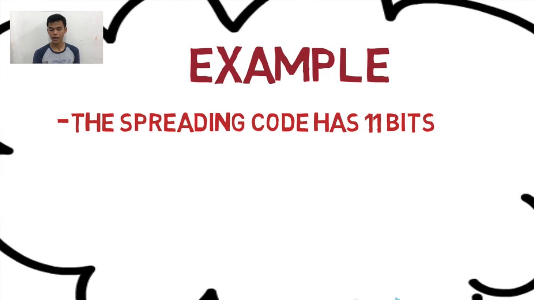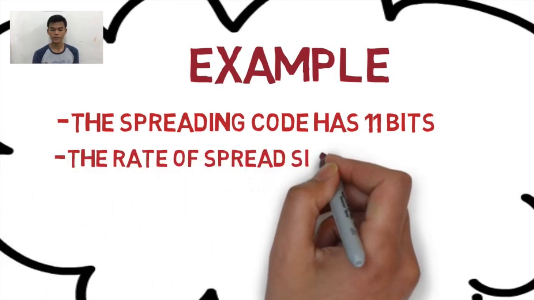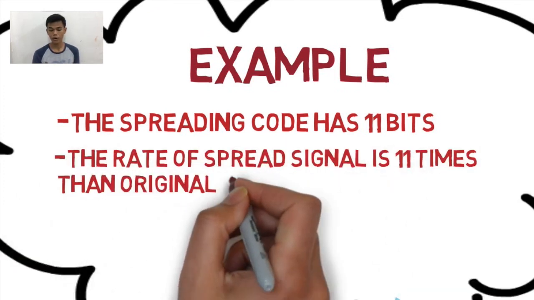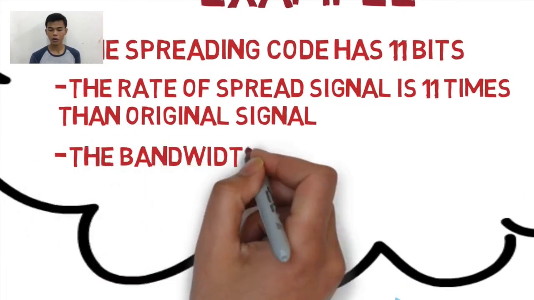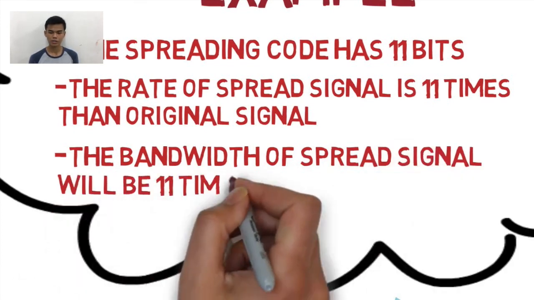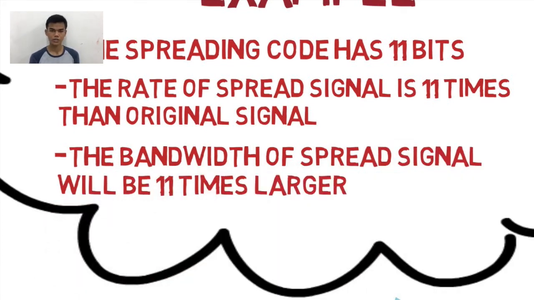Since the spread code has 11 bits, the rate of the spread signal will be 11 times more than the original signal. If the original signal is 1 bit per second, the spread signal will be 11 bits per second. Plus, the bandwidth also will be 11 times larger compared to the original bandwidth.